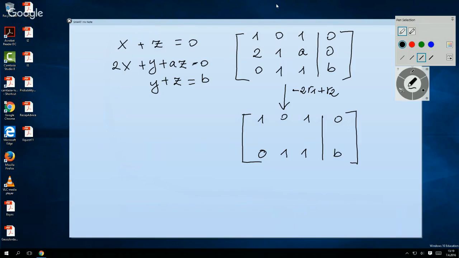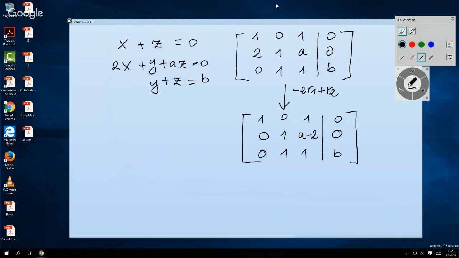Row 2 does change. So what does the 2 become? It becomes 0. Okay? What happens to the 1? Nothing, because it's 1 minus 2 times 0, which is 1 minus 0, it's 1. Okay, so what happens to the a? a minus 2. Excellent. And here we get a 0 because it's 0 minus 0. Hey, we are getting there.